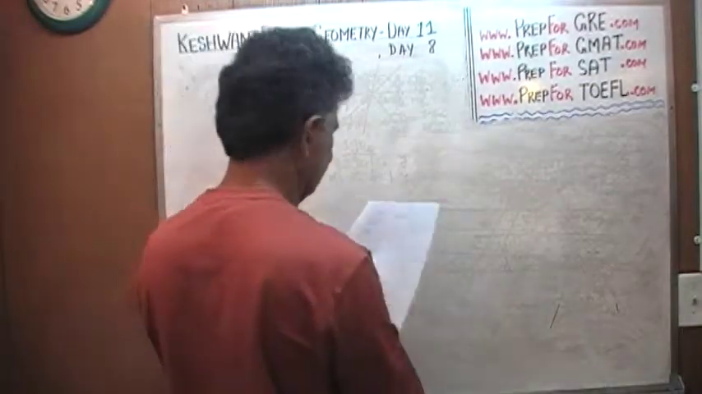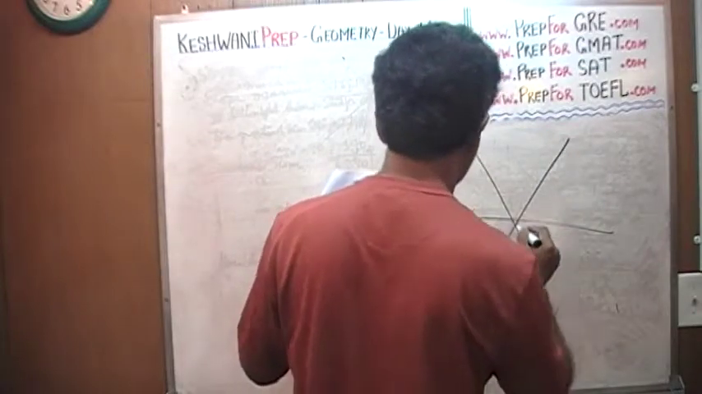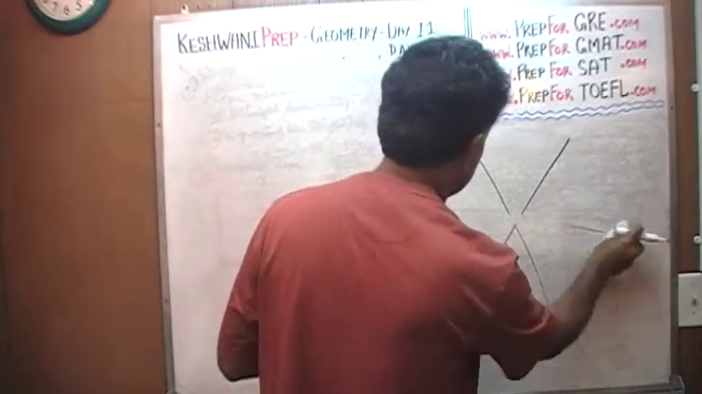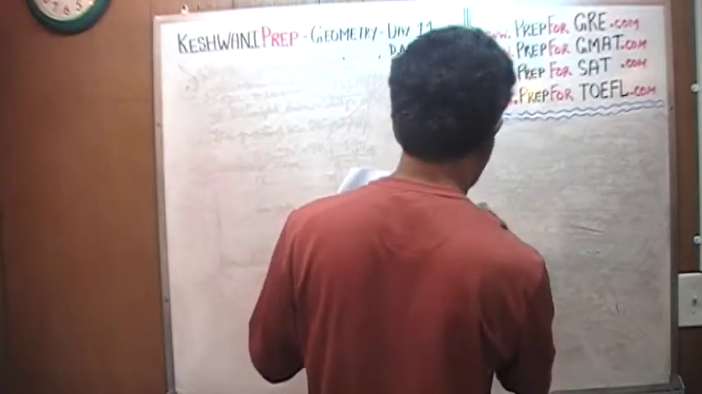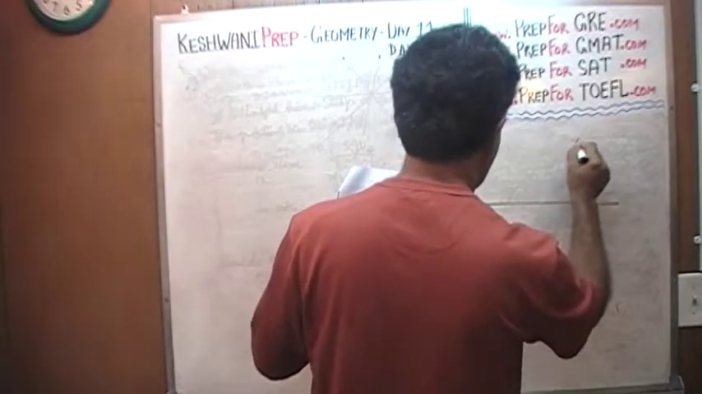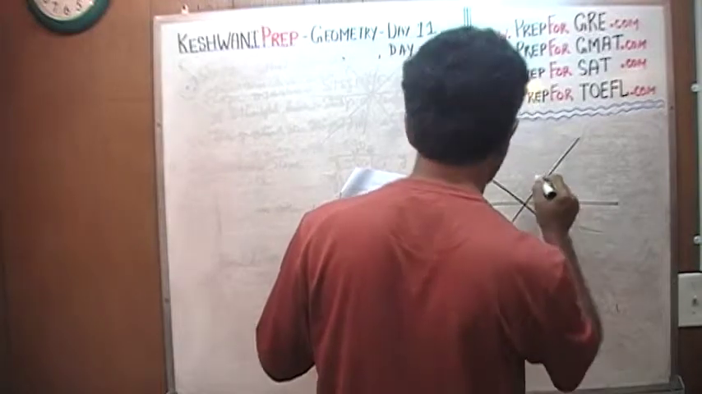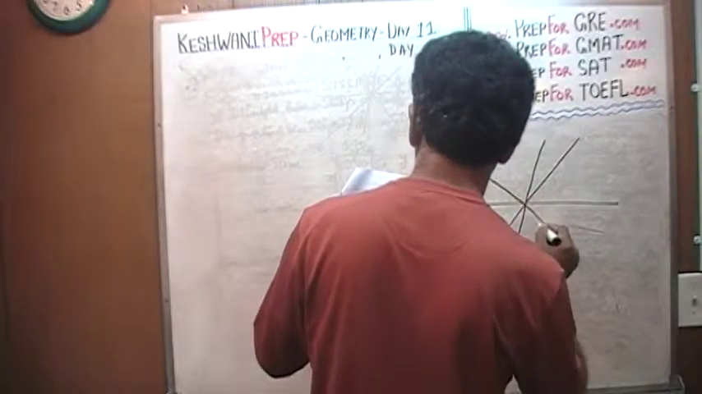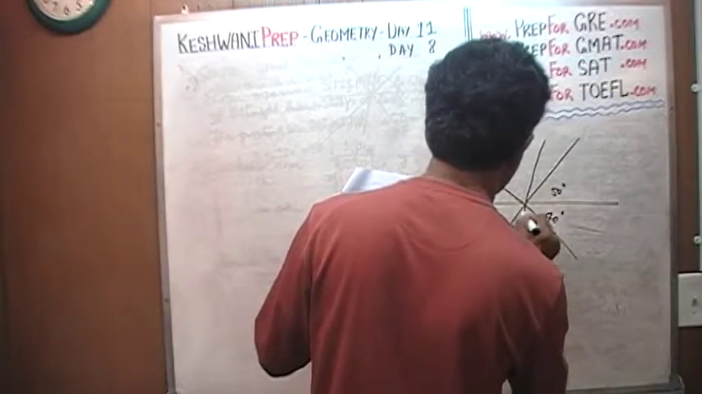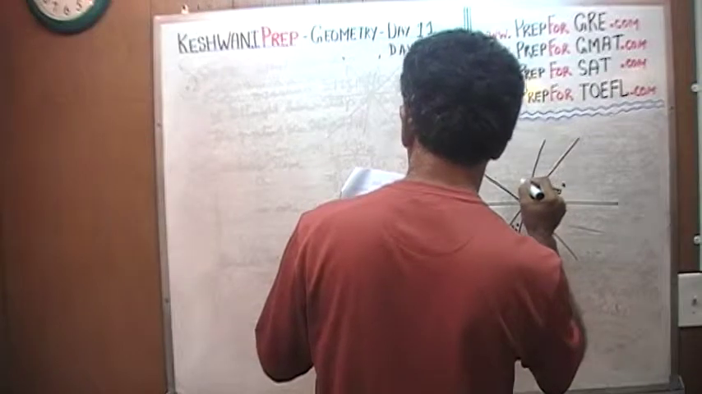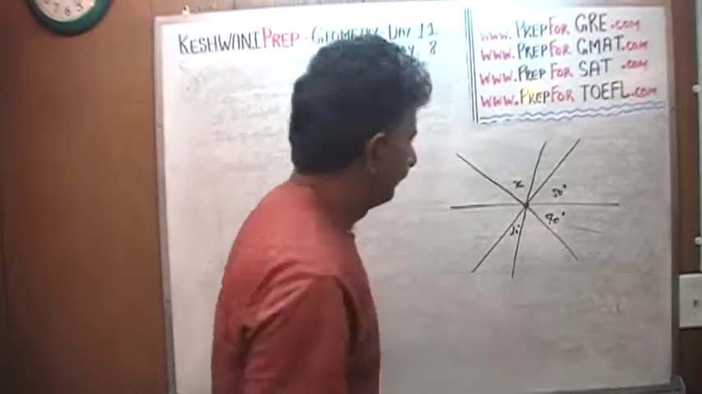Problem number two. This is 40 degrees, this is 50 degrees, we are told that this is 30 degrees. The question simply is, how much is X? There we go. Well, how do we go about it?